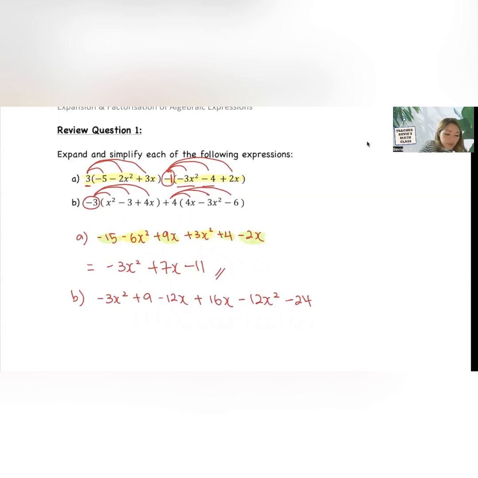terms together. Okay. Again, let's start off with the x squared first. I have minus 3x squared and minus 12x squared. That gives me minus 15x squared. As for the x term, I have minus 12x together with 16x. That gives me positive 4x. And finally, the constant term, I have 9 and minus 24. That gives me minus 15.